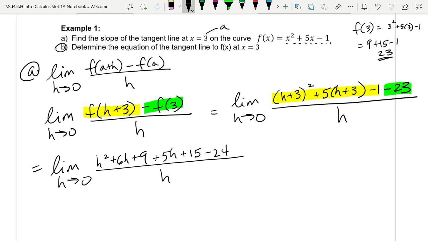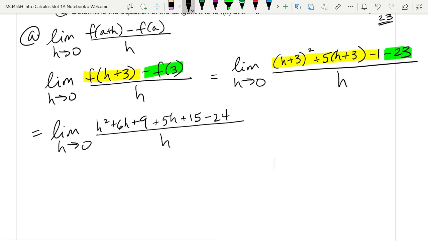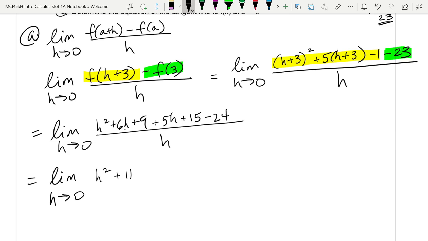If this is going to work properly, I should be able to see the constants in the numerator cancel. And then h will get canceled because I'll be able to factor it out of the numerator and divide it out of the denominator. And I can kind of see that coming. So this is the limit as h approaches 0 of h squared, and then I have 6 h's plus 5 h's, so that's plus 11 h's. And then notice I have 9 plus 15 is 24, minus 24.